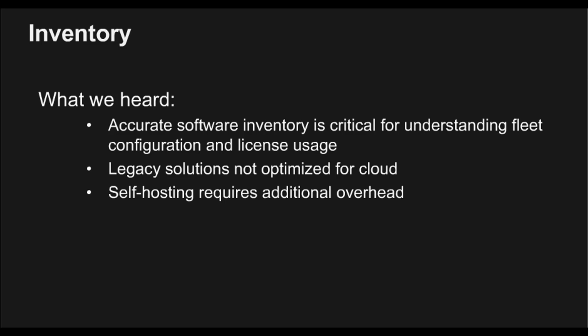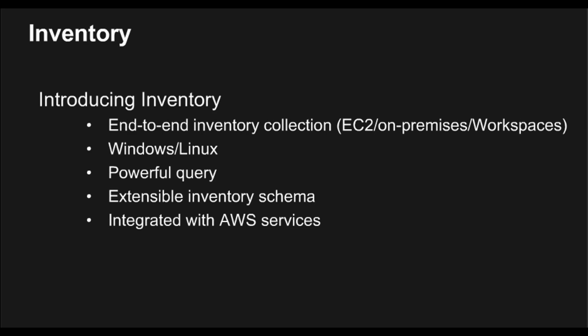So with inventory, you get end-to-end inventory collection, which works with both Windows and Linux instances. Once you've collected that inventory across all your different instances, you can run queries against it. In addition, we offer an extensible inventory schema. So if you want to collect exotic attributes from your instances that we didn't include in our initial inventory schema, you can do that yourself. And of course, this is integrated with other AWS services, as we're going to see in a second, like AWS Config and Config rules.